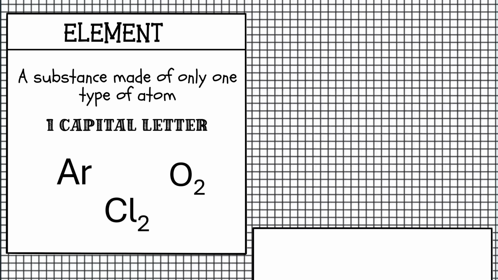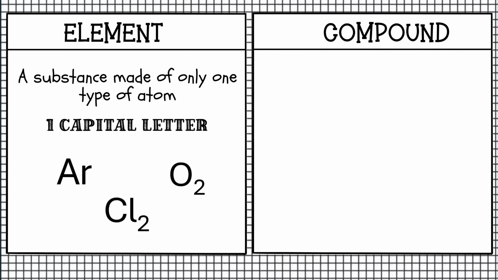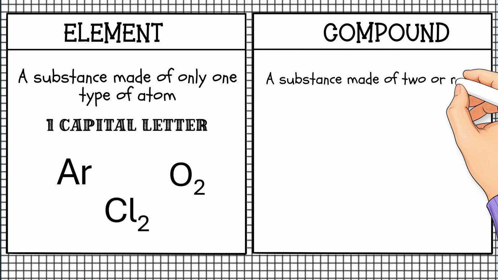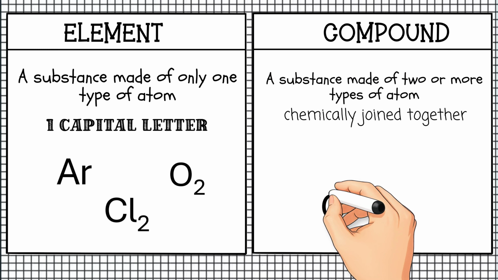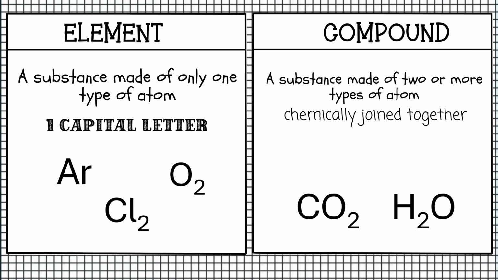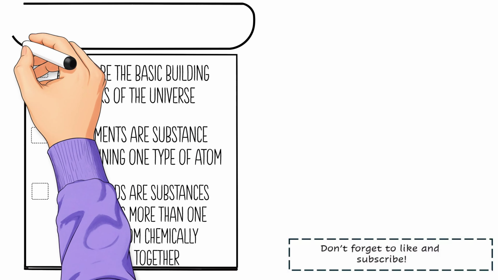Now, on the flip side, compounds are made up of 2 or more different types of atoms. And, this is important, they must be chemically joined together. In a formula, you can spot a compound because it contains more than one capital letter. Here are the key takeaways from this part of the course.